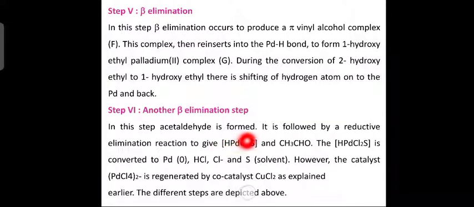The sixth step is another beta elimination step. In this step, acetaldehyde will be formed. It is followed by a reductive elimination reaction to give HPdCl2S and CH3CHO. The HPdCl2S is converted into Pd0, that means zero oxidation state palladium, HCl, Cl minus and S.